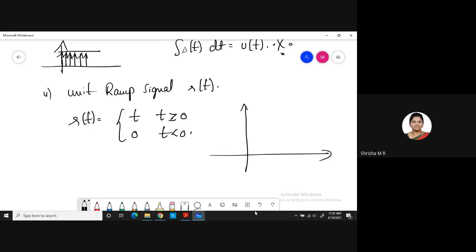So how do we represent the ramp signal r of t? At t equal to 0, the amplitude is 0. At t equal to 1, the amplitude will be 1. At t equal to 2, the amplitude will be 2. At 3, it's 3; at 4, it's 4. It goes on up to infinity. Clear, everyone? A unit ramp signal means the slope will be equal to 1. If you differentiate a unit ramp, you get a unit step. So make note of that.